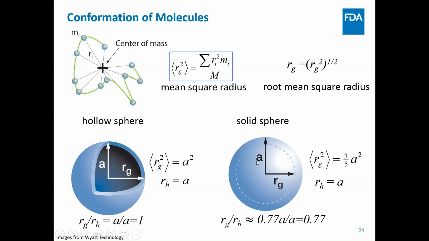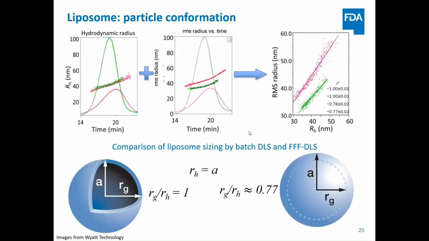So in that case, for a hollow sphere, the RG to RH ratio is 1. For a solid sphere, the RG to RH value is close to 0.7. And we actually can utilize this ratio to understand the conformation of particles.